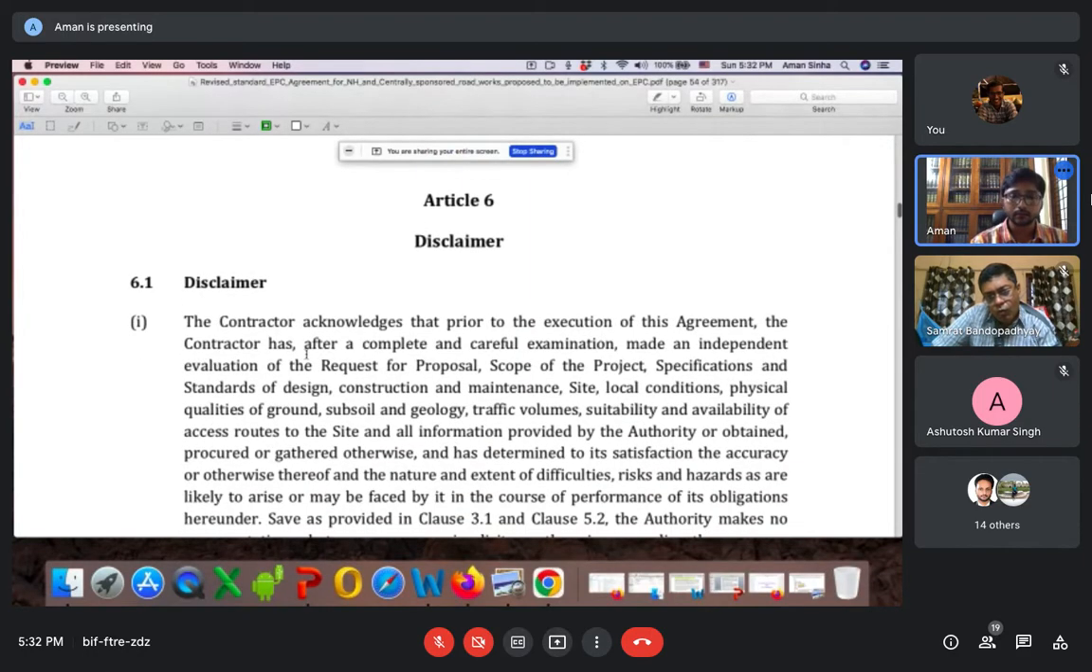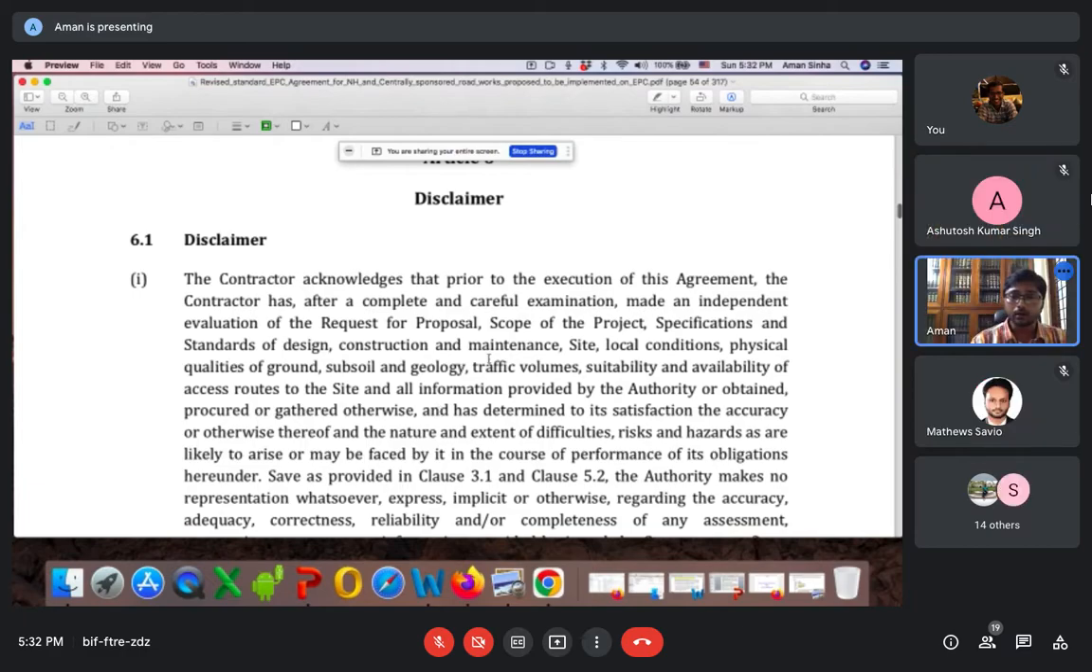So this is what I was saying, the disclaimer clause, that the contractor acknowledges that prior to this execution, he has gone through it, and complete and careful examination has been done. Inspection and investigation has been done by the contractor. It's their liability if any faults happen.